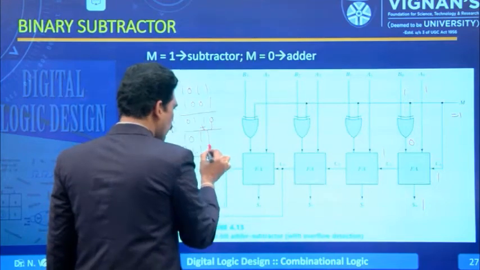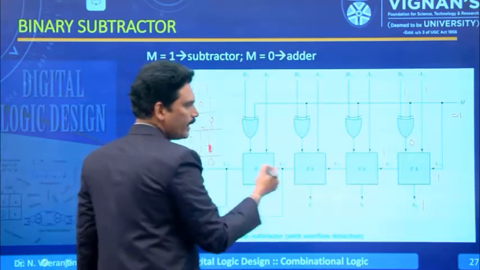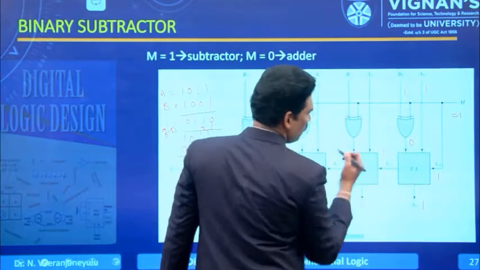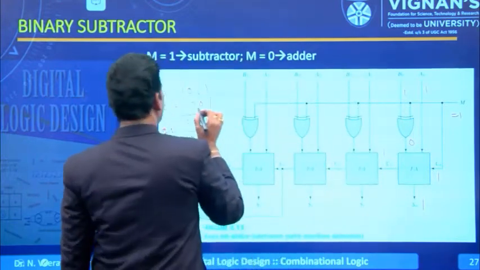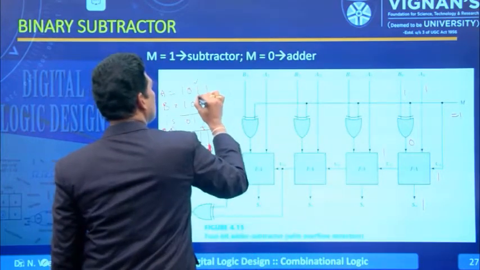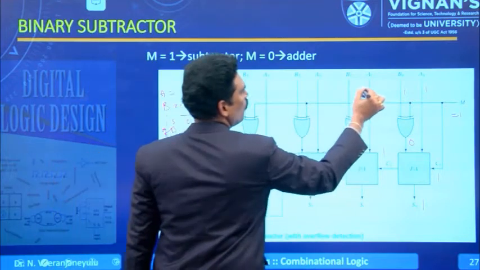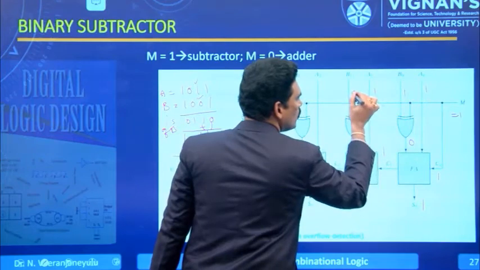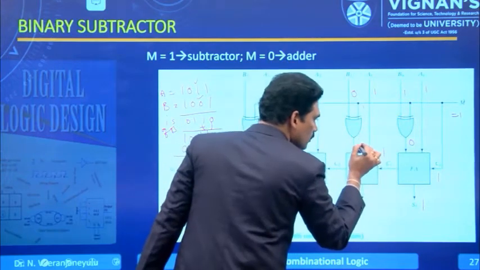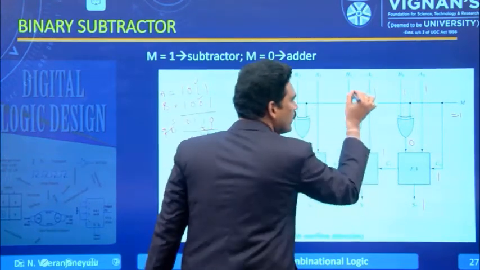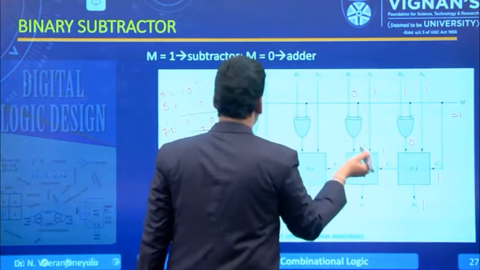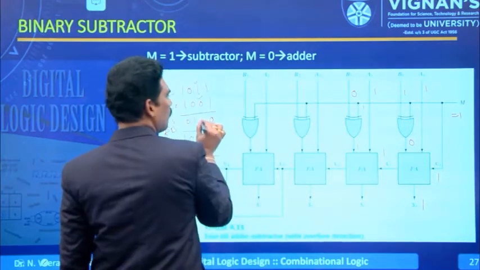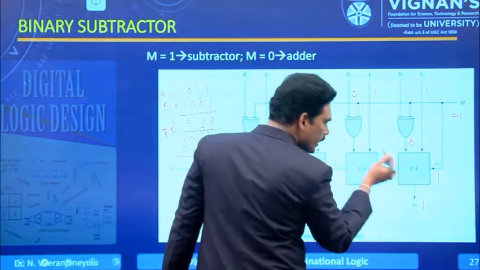So this is 1 plus 1, that is 1, 0. So we are getting a carry. So this is 1 now. Now what is A1? This is A1 and this is B1. 1, 0. 1, 0. A1 is 0 and M is 1 now. 0, 1. We are getting 1. That means we are getting the complement of this. The 1's complement we are getting. So we are getting 1 now.